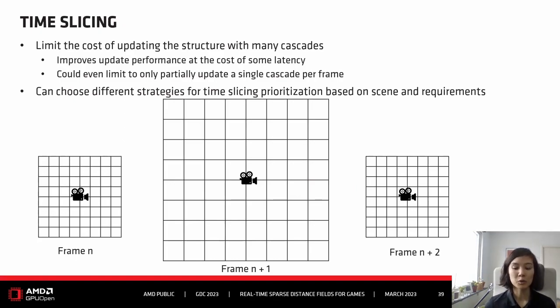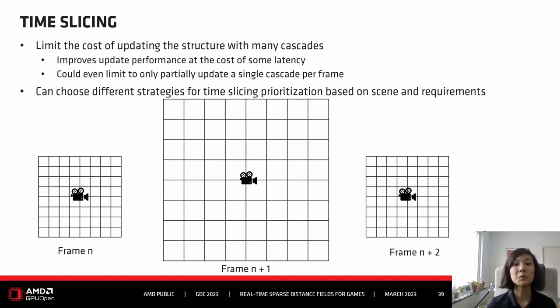Another way to improve the performance is time slicing. As we need to call an update for each cascade separately anyway, we can also decide how we call these updates. And of course, it's always the trade-off between update performance and the cost of some latency. You can update all cascades every frame. You can also just update one cascade per frame or just half a cascade per frame. What's the best strategy really depends on your scene and also on your requirements. But yeah, it is possible to choose different strategies.